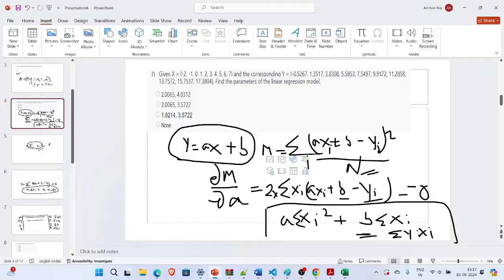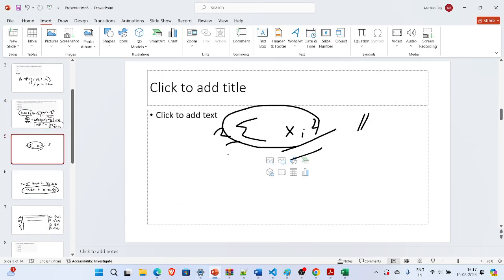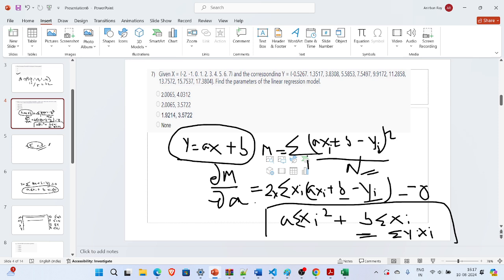Okay, we need the minima here. If the second derivative is positive, it means it is a minima. So it is positive, right? So this is a minima, we have got one minima. Here we need to put all the values of x and corresponding values of y one by one, as you see, summation.